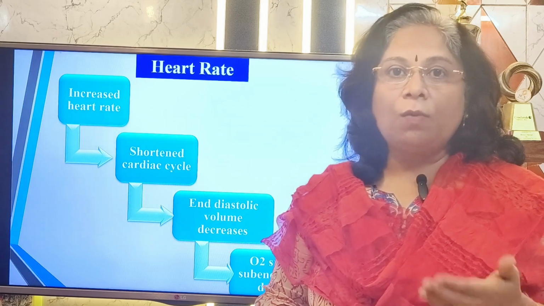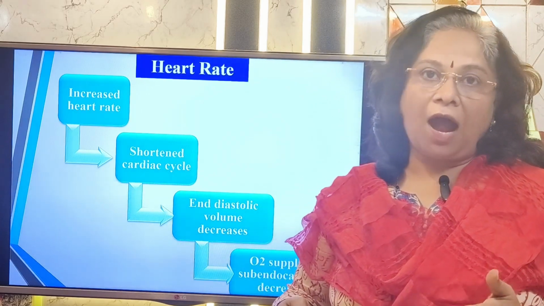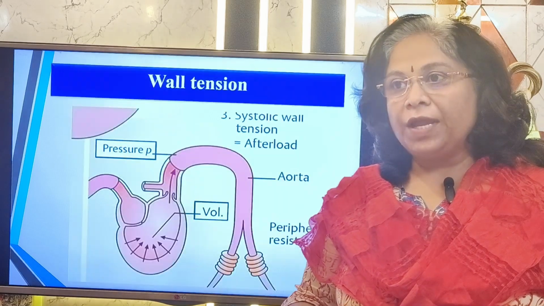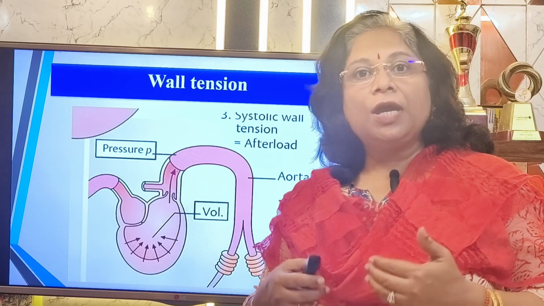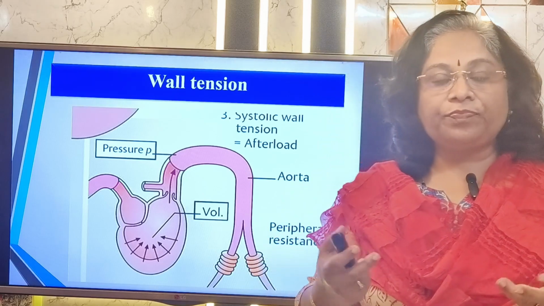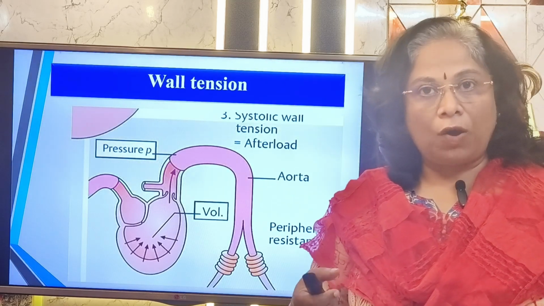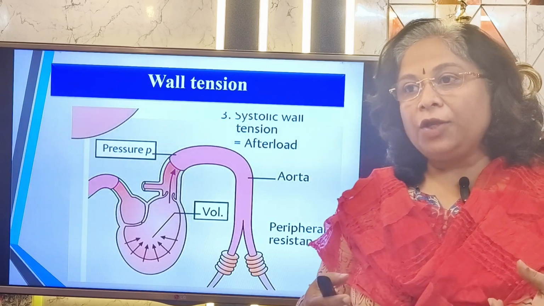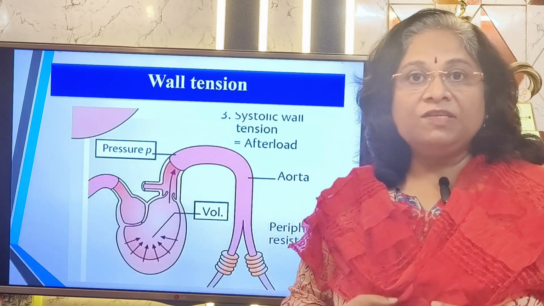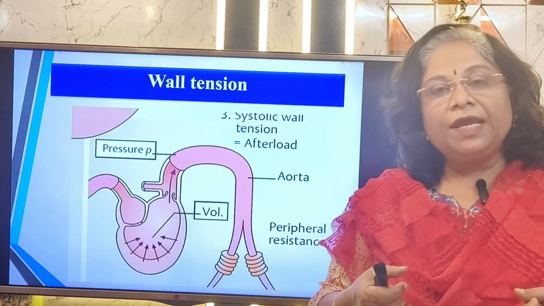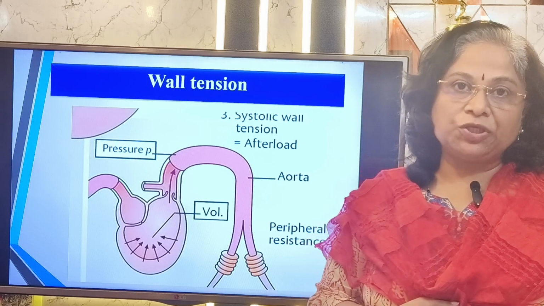So here we have beta-1 selective antagonists, the cardioselective beta blockers, which can reduce the heart rate because these receptors are located on the SA node and the AV node. The third important factor, and the most important factor having an effect over the oxygen demand, is wall tension. It's the tension of the ventricular wall, and here we can refer to the Laplace law, which states that the ventricular wall tension is directly proportional to the radius of the ventricle and the left ventricular pressure.